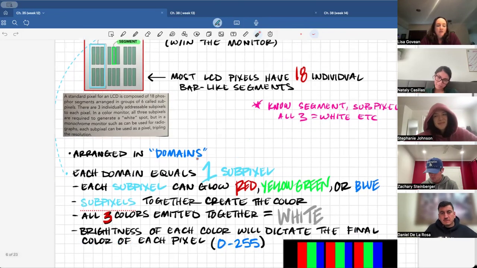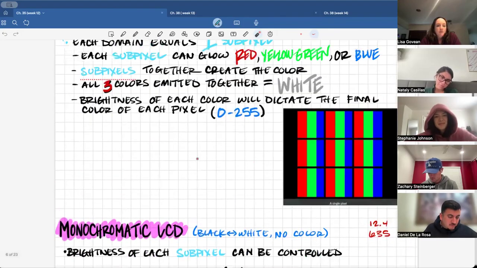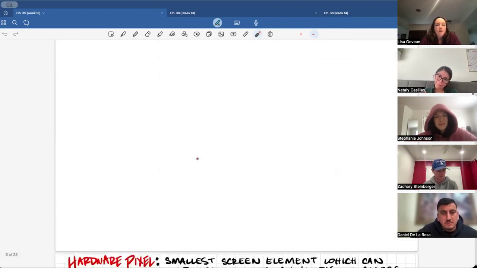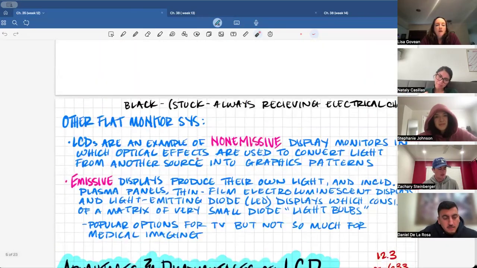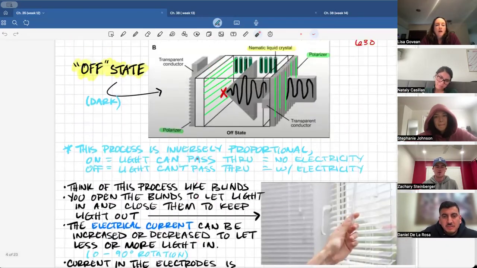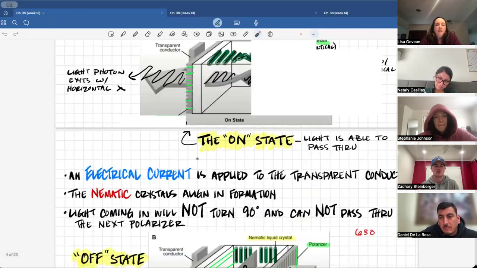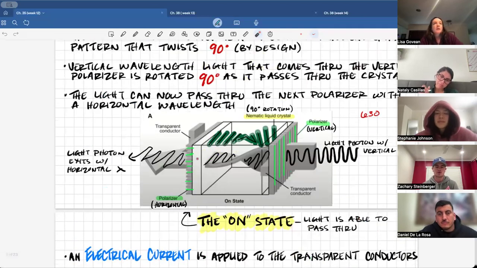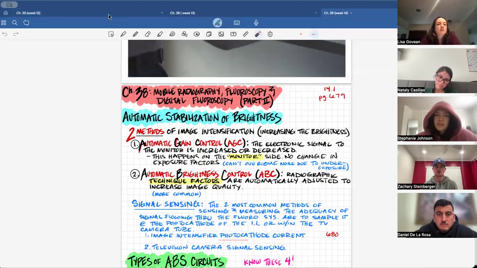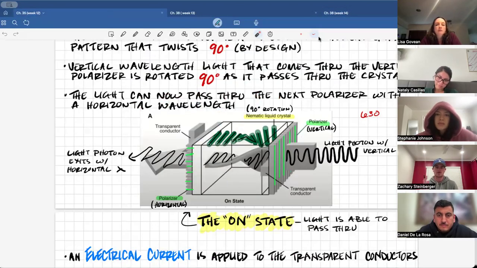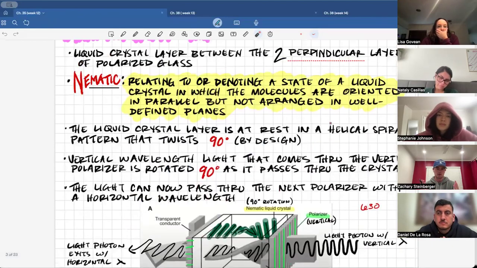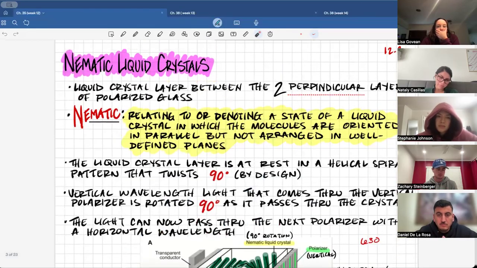Did you guys want to go over the pneumatic liquid crystal? It's a bit higher on chapter 35. If you go up, it's something he says we need to know: the on state and the off state. What I found helpful, on a very generic level, was how he described it as kind of being like a grid. If it runs parallel, then you can see it, and if it runs perpendicular, it gets trapped. So that helped me.